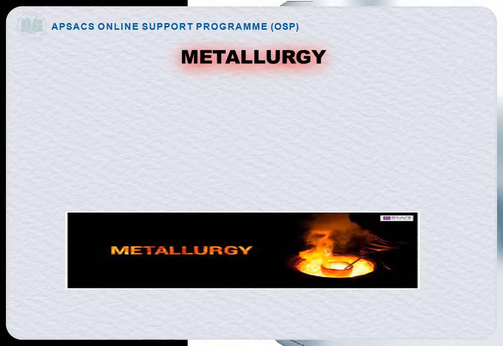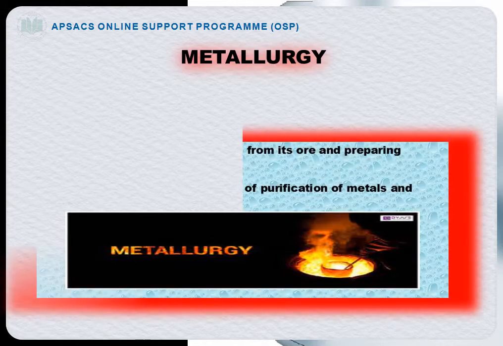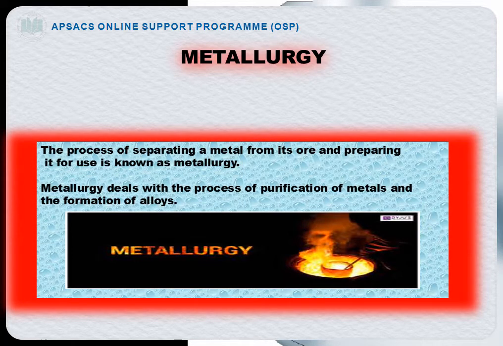Metallurgy. So the process of separating a metal from its ore and preparing it for use is known as metallurgy. Metallurgy deals with the process of purification of metals and the formation of alloys. We already have some knowledge of alloys: an alloy is a solid to solid mixture that we studied in grade 9 in the solution chapter.